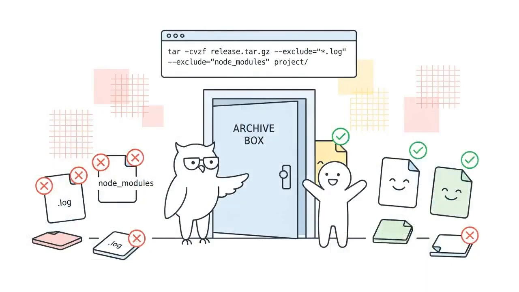The exclude flag is your skip filter. Pass it a glob pattern like *.log or node_modules, and tar will quietly leave those files out of the archive. It's the difference between a bloated backup full of cache files and a clean archive containing only what matters.